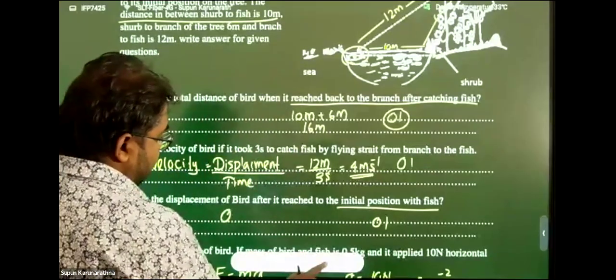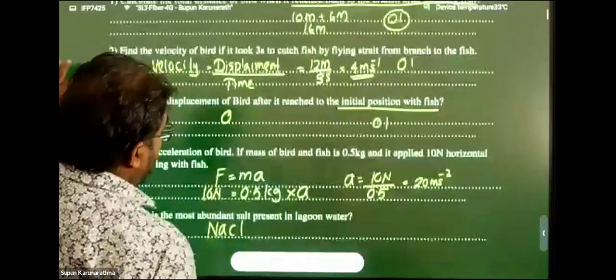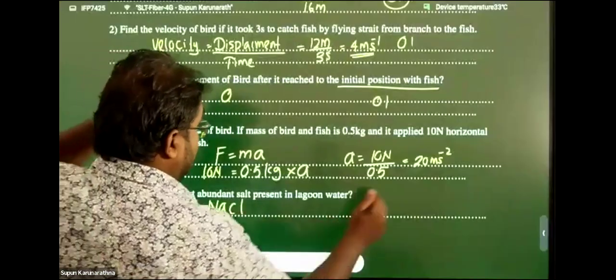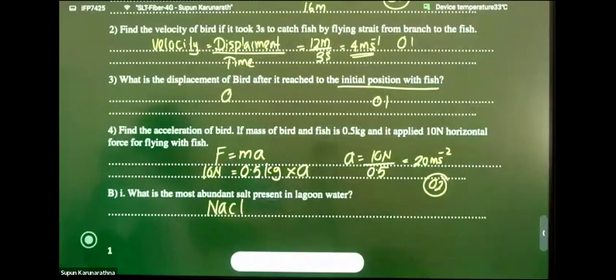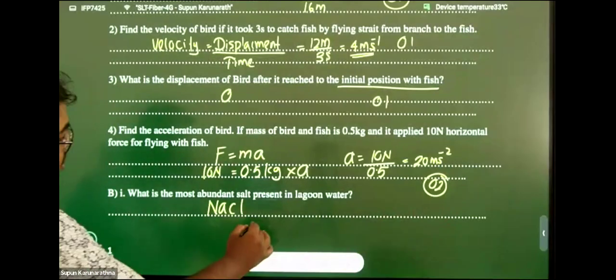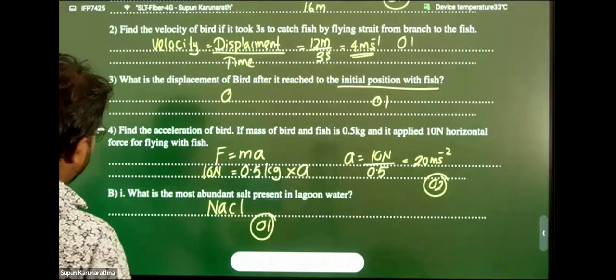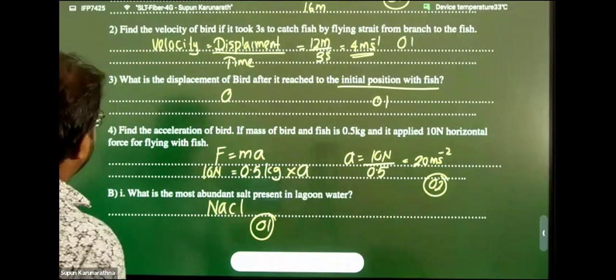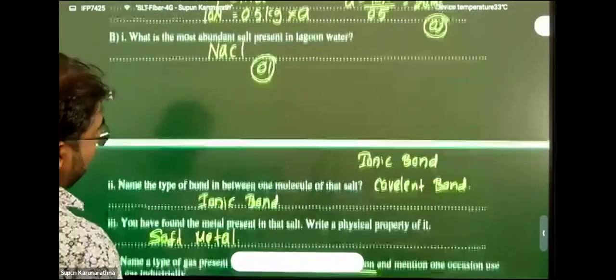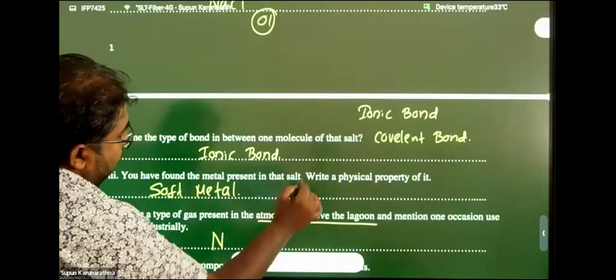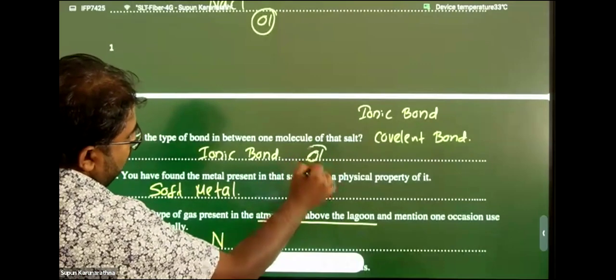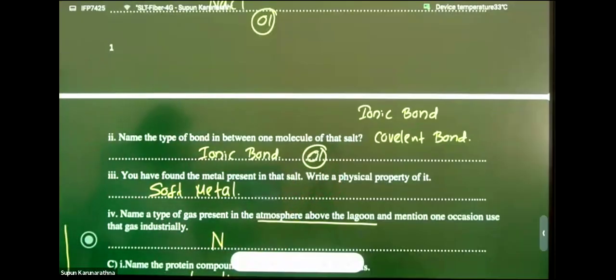And to find the acceleration is given 2 marks. And to write the sodium chloride is also 1 mark. Right, and to write the ionic compound is also 1 mark.